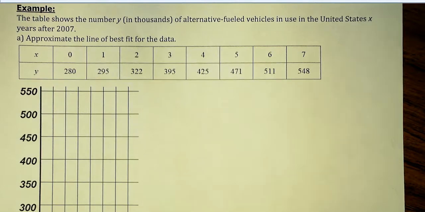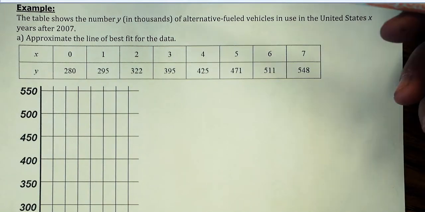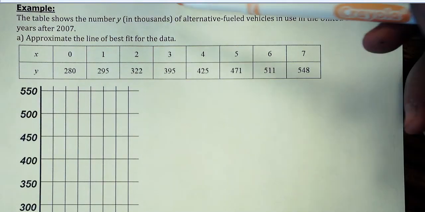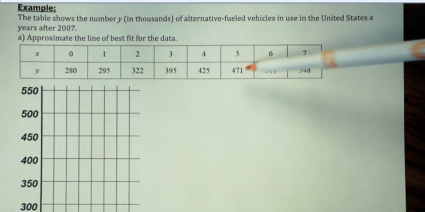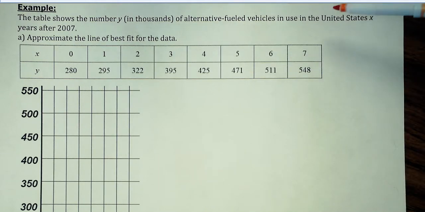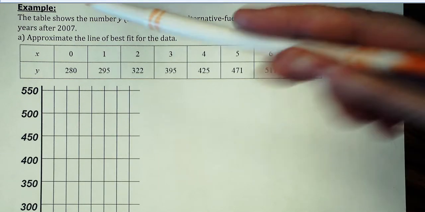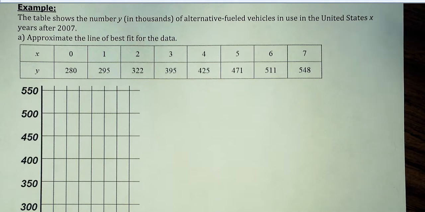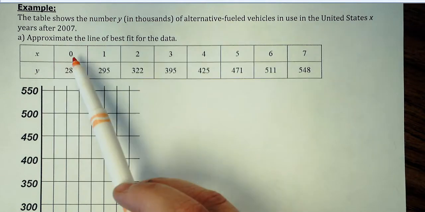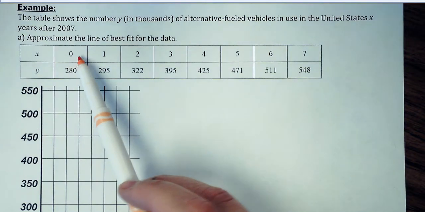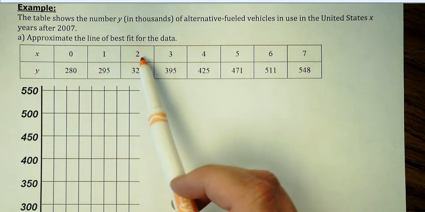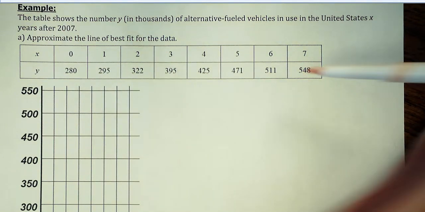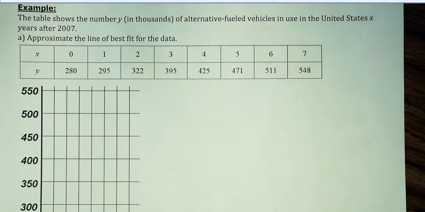All right, this is going to be a little reminder of how to find the line of best fit for a data set. What we have today is some data here, and it says the table shows the number Y in thousands, so all these are in thousands, of alternative fueled vehicles in the United States X years after 2007. So the first one here, if this is 0, this would be 2007, this would be 2008, 2009, and so forth. And so what we're going to do is approximate the line of best fit.